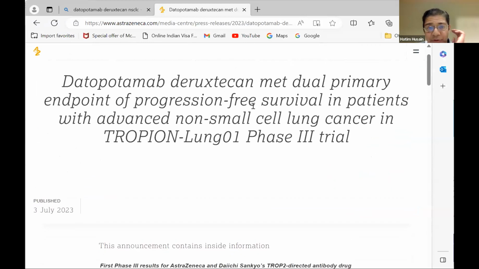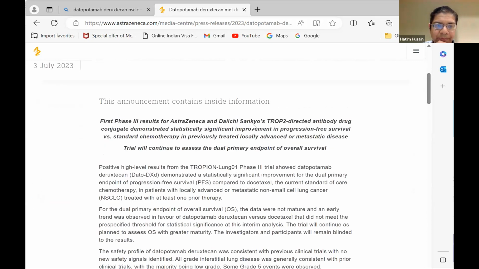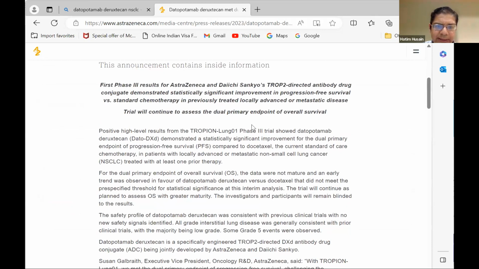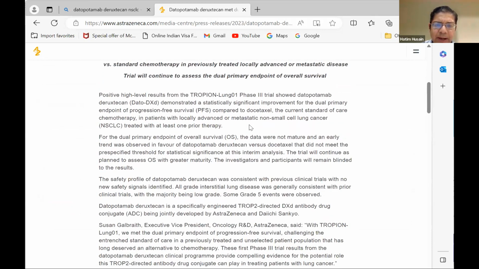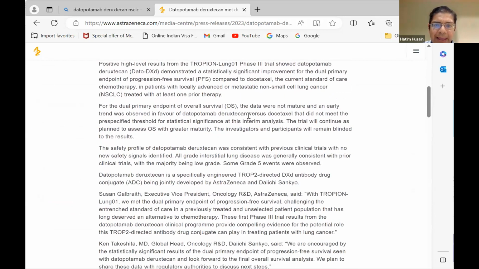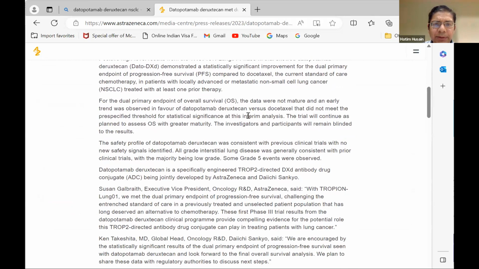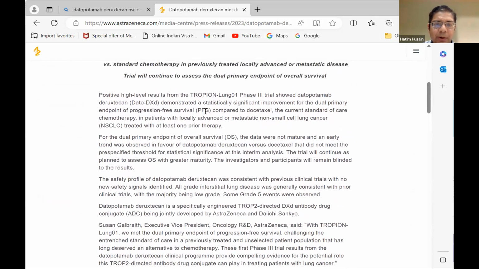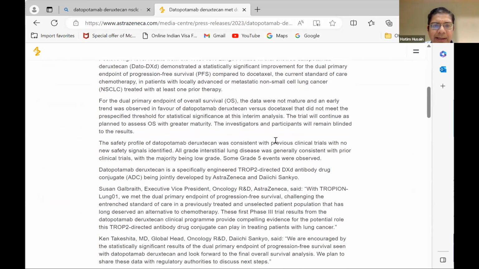It just says over here that datopotamab met its dual endpoint of PFS in the phase 3 study, TROPION-Lung01. Basically, what it says is that this was a study that compared datopotamab versus docetaxel, and importantly, met its endpoint for PFS. And then for the dual endpoint of overall survival, the data were not mature enough to see the efficacy in that analysis.